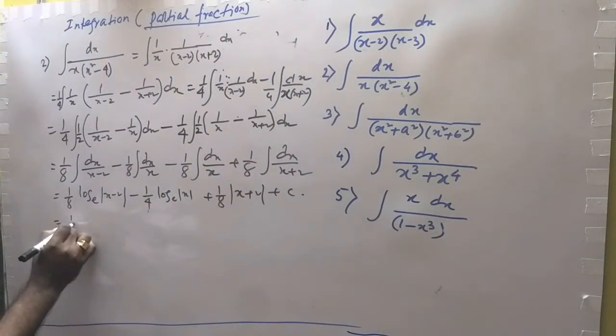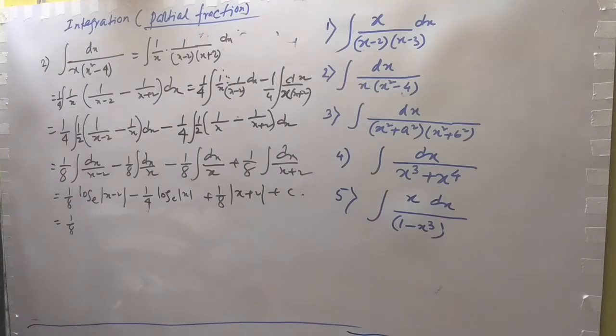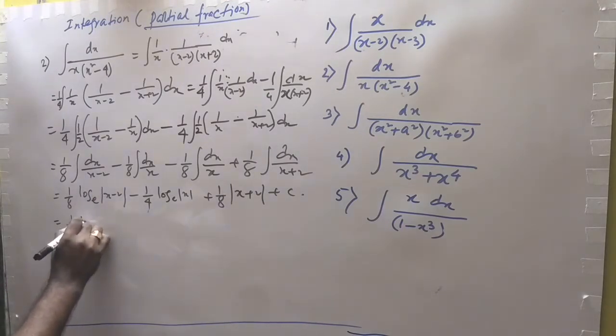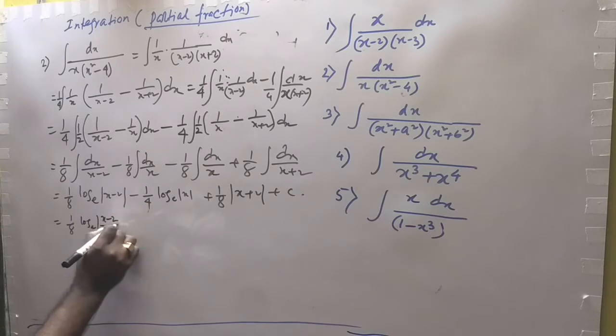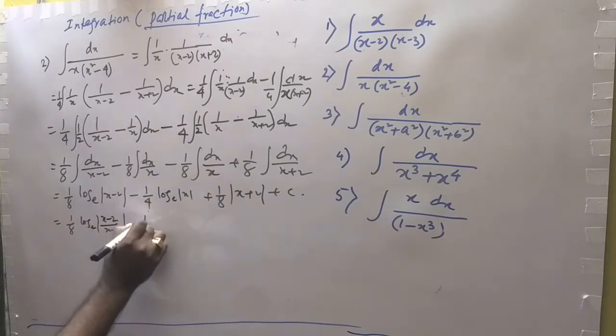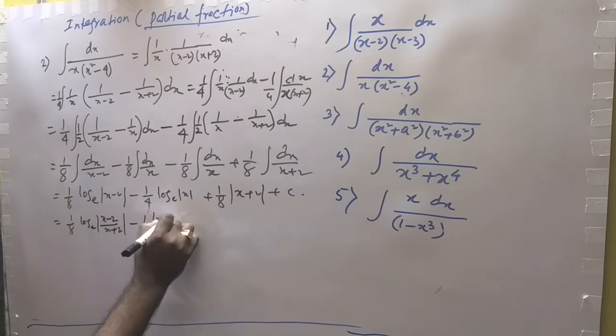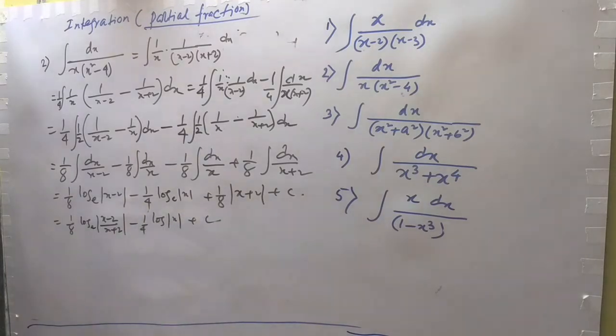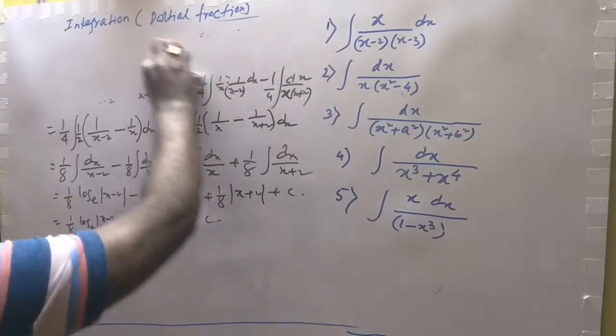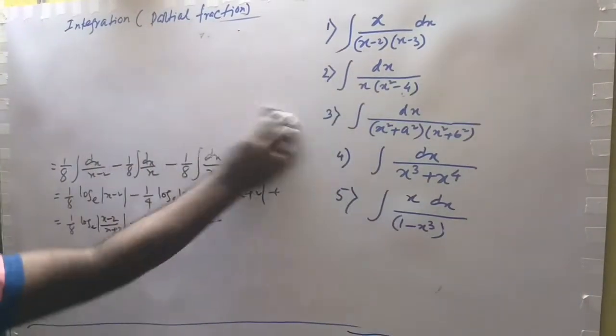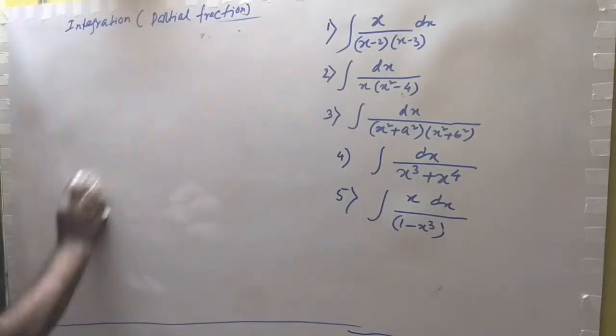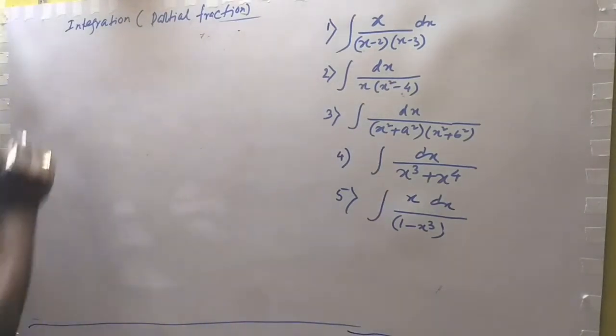Again, we have joined these two parts as we have taken the common 1 by 8 here. So, log to the base e of x minus 2 by x plus 2, okay, 1 by 4 log mod x plus c. Okay. This is the answer for the question number 2. Okay, see again the question number 3. Question number 3. See here.